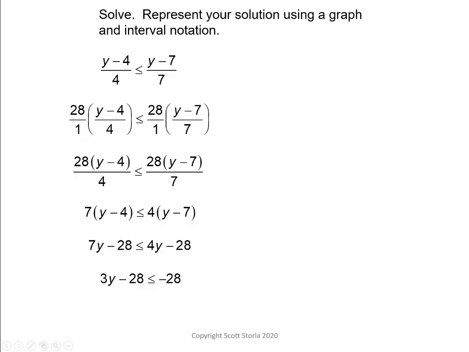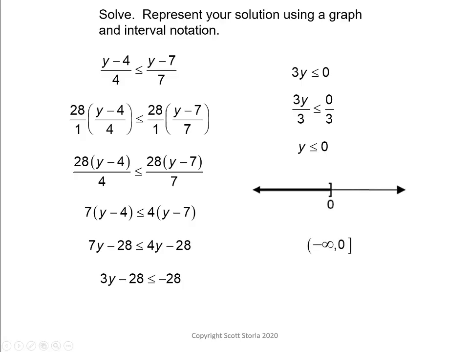Next, I'm going to add 28 to both sides. Now, sometimes students get uncomfortable here because, well, that's going to be a 0. It is, but 0 is a fine number. So after adding 28 to both expressions, I get 3y on the left, 0 on the right. Last, I'm going to divide by 3. I don't have to change the inequality symbol because it's a positive 3. So I'm looking for values that are less than or equal to 0. Here's my number line, and here's my interval notation.